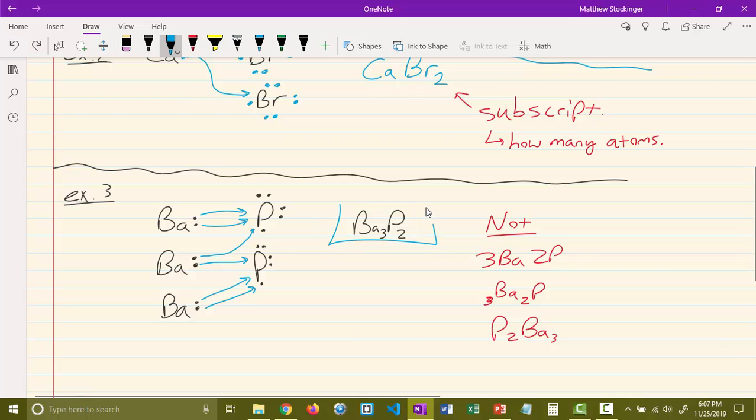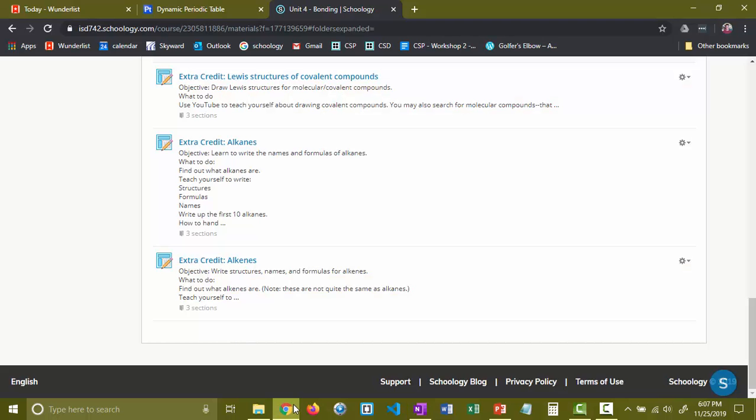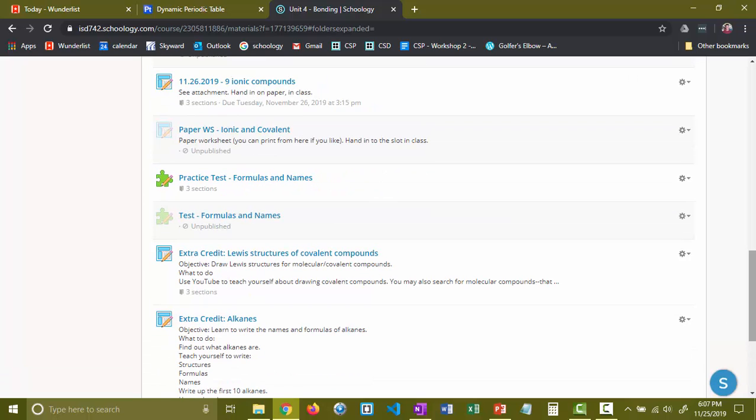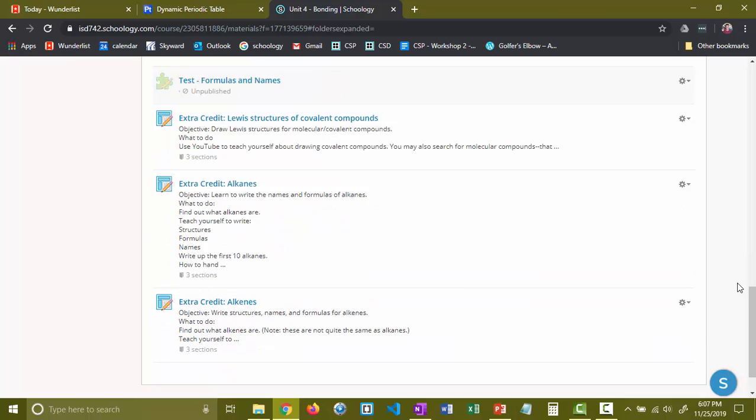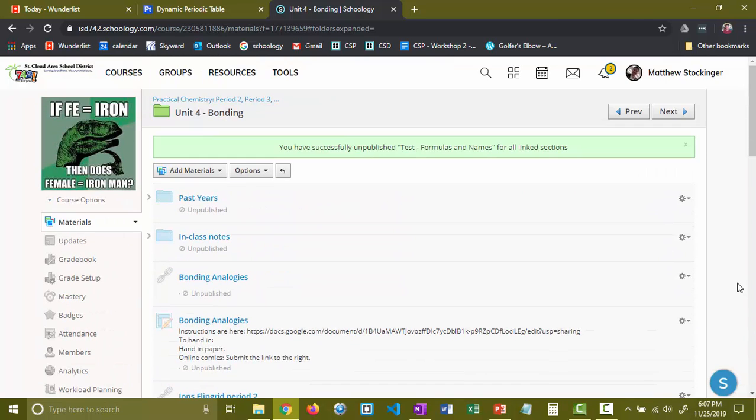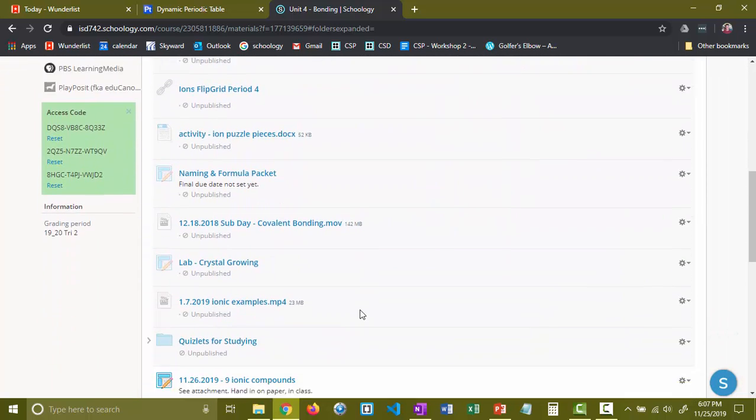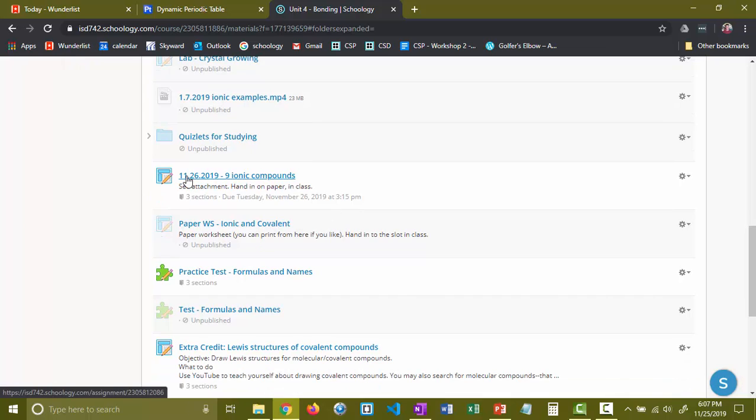So, your homework. You're going to go into Schoology. I've created a new folder for you. It is Unit 4. Where's my page up key? Here we go. Unit 4, you'll see there's a lot of stuff in here that you can't see yet on my screen, but what you want to look for is this November 26th 9 ionic compounds homework.